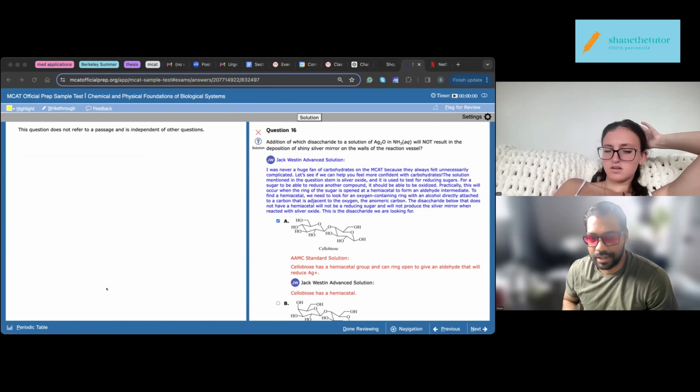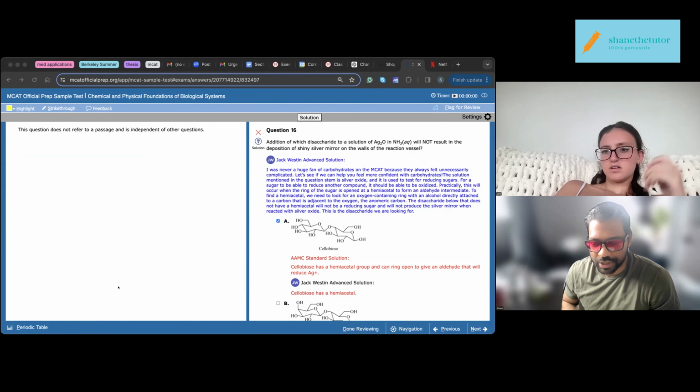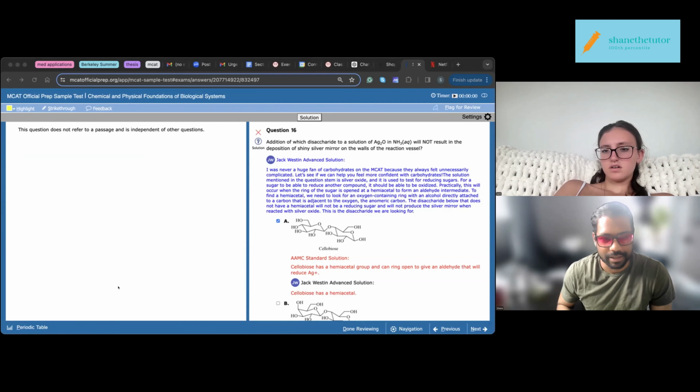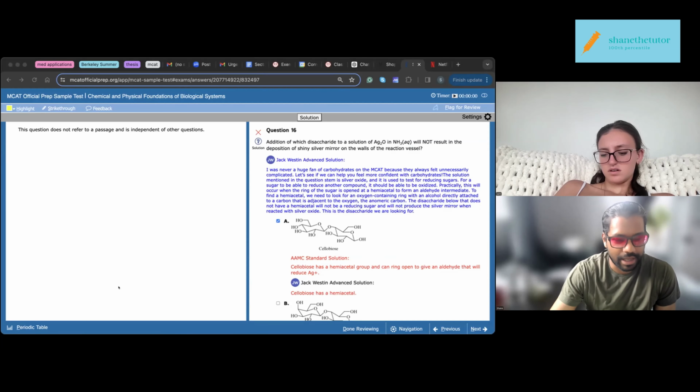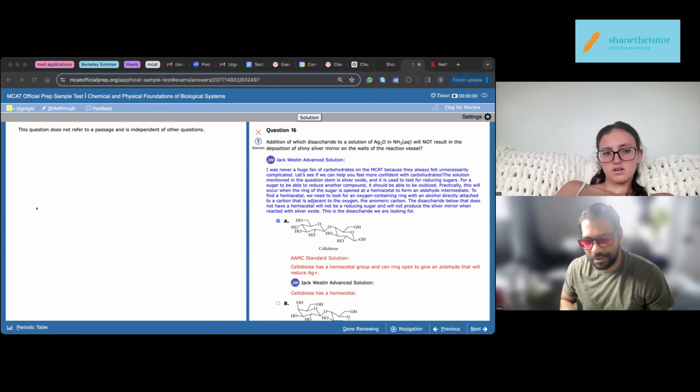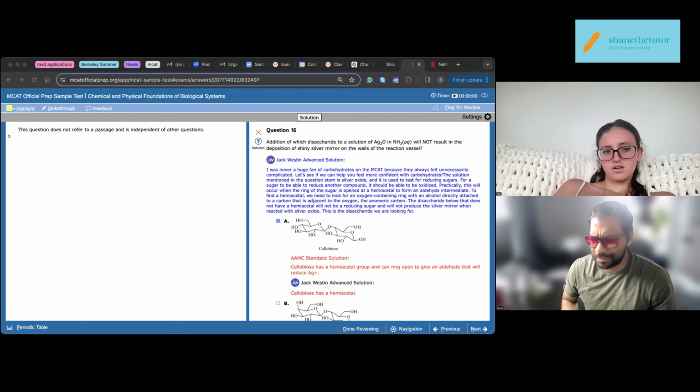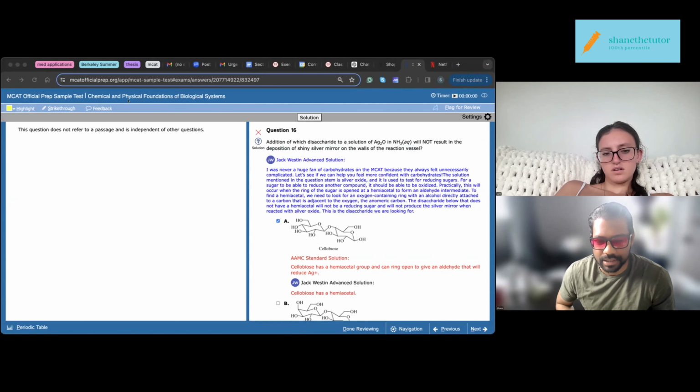So we need to find which is a reducing sugar. If it's a hemiacetal or a hemiketal, it's going to be reducing. But if it's a ketal or an acetal without the hemi, it's not going to be reducing.